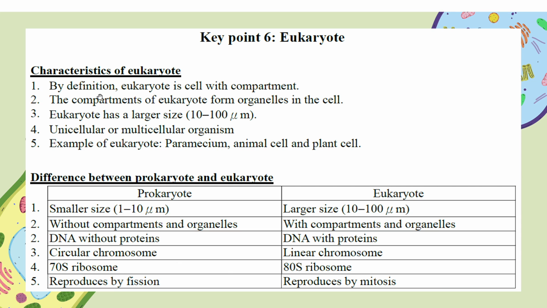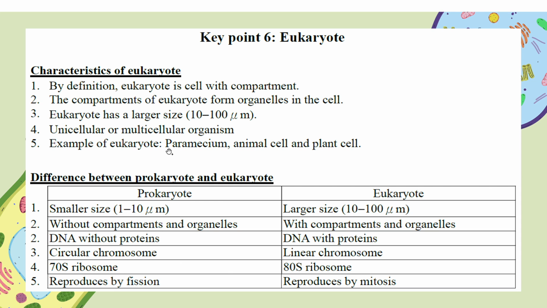The compartments of eukaryote form the organelles in the cell. It is an inner structure inside an inner structure. So eukaryote has a larger size, 10 to 100 micrometers, and can be a unicellular or multicellular organism. Remember, if you see a unicellular organism, it can be eukaryote or prokaryote. But if it is multicellular, it must be a eukaryote. So make the difference. For example, paramecium, animal cell, and plant cell.